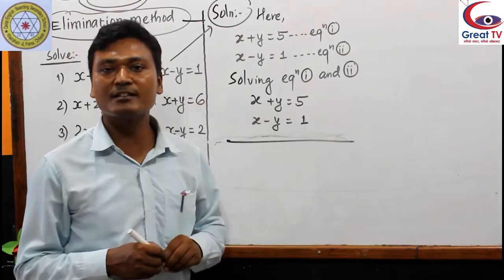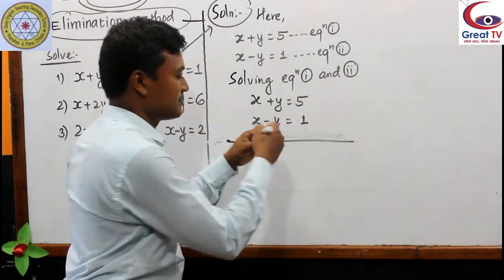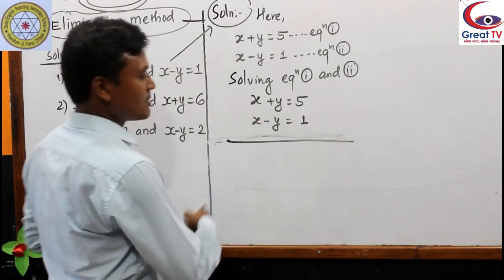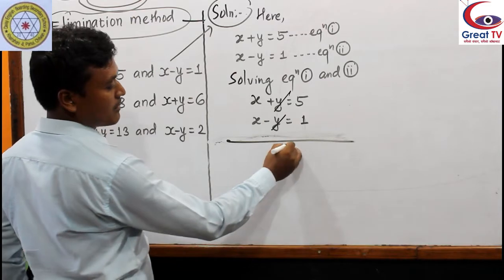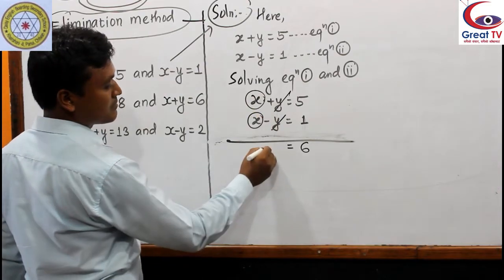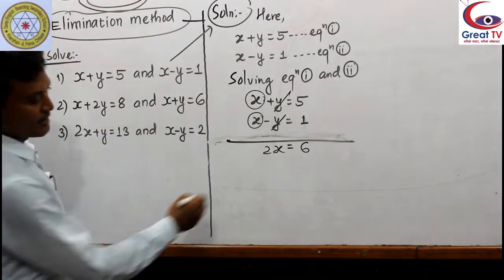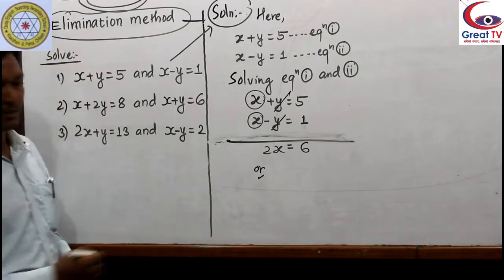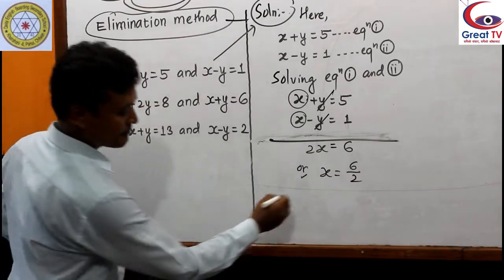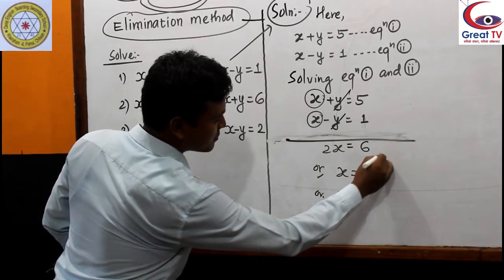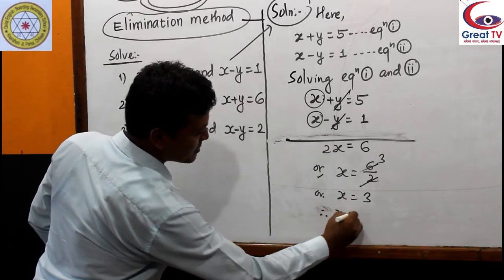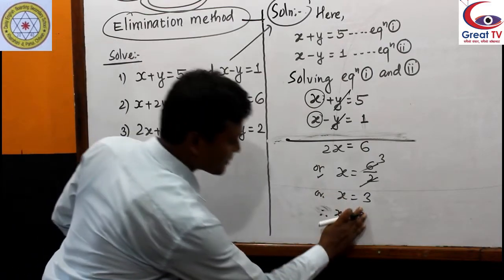But here we have decided to eliminate the y variable first. It means we should add. Why? Plus y minus y can directly be cancelled. So plus y, minus y cancel. Right side equals 5 plus 1, 6. x plus x, 2x. Then 2x is equal to 6, so x is equal to 6 by 2. Therefore, x is equal to 3.